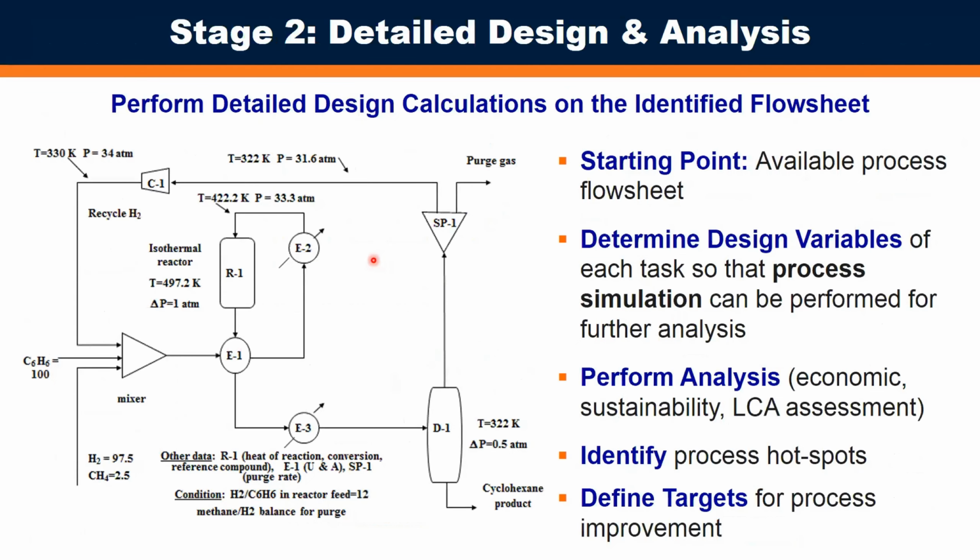So once we have a flow sheet, that's where we're doing the detailed design calculations. The synthesis step will give us a potential flow sheet. And then the next step is to determine the design variables so that we can do process simulations, so we can do the detailed analysis, whether it's economic, sustainability, life cycle analysis, and so on, which is what Professor Ghani will cover in the next lectures.